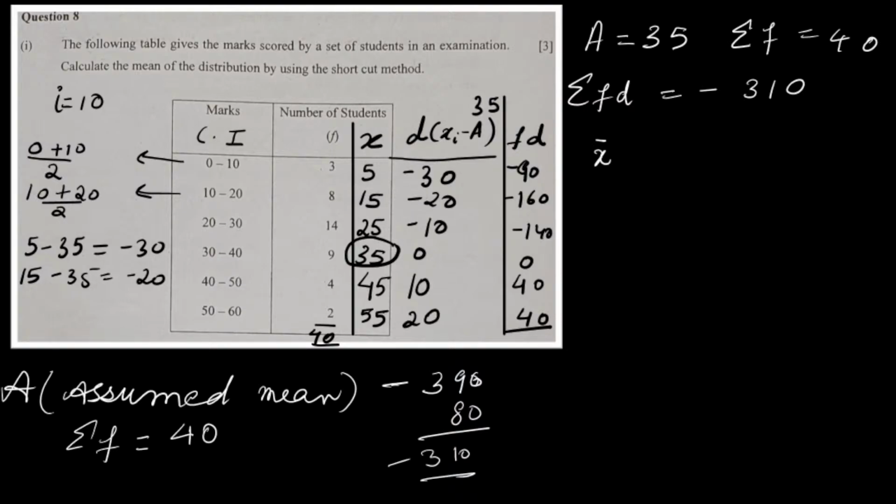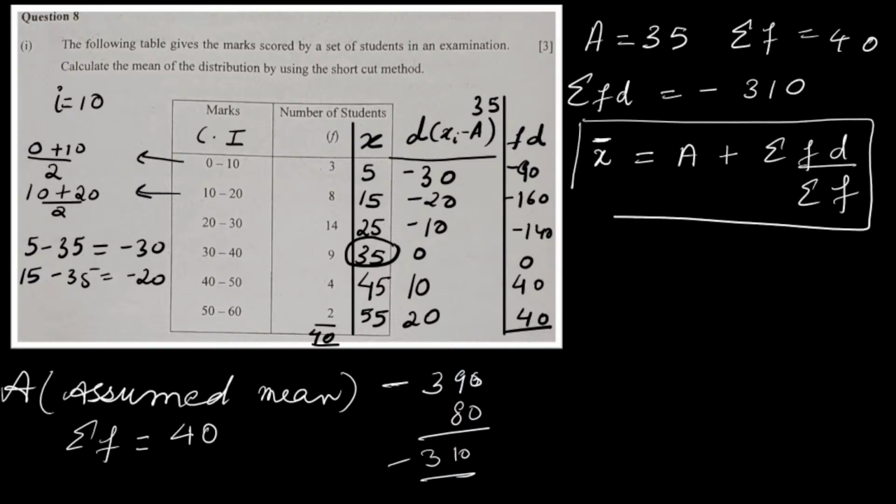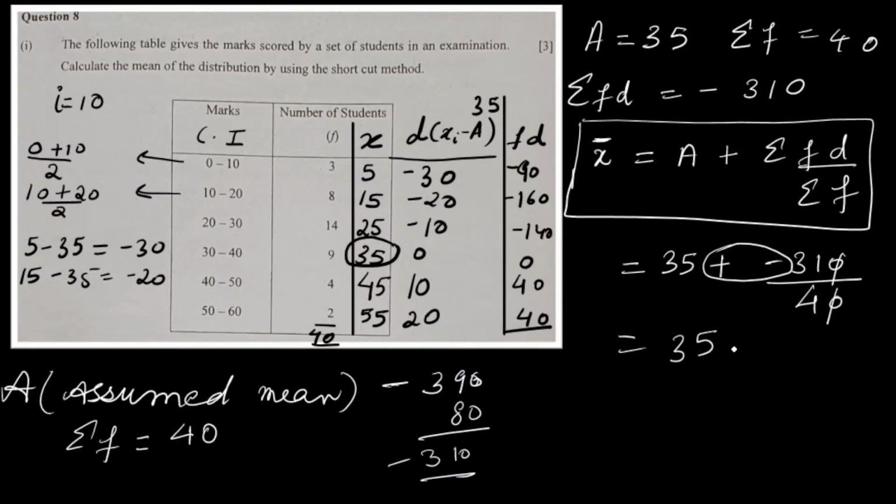Now mean we write as x bar. Mean is equal to A plus sigma fd by sigma f. See, this is the formula of mean. You have to write it down. A is 35 plus sigma fd is minus 310 by sigma f is 40. So we can do cancellation here. So here I am getting 35. Now plus minus is minus. So whenever two signs come together, we can change it to a single sign.